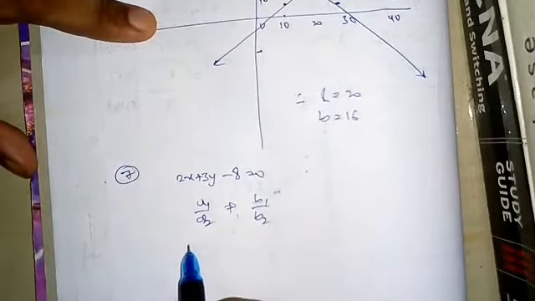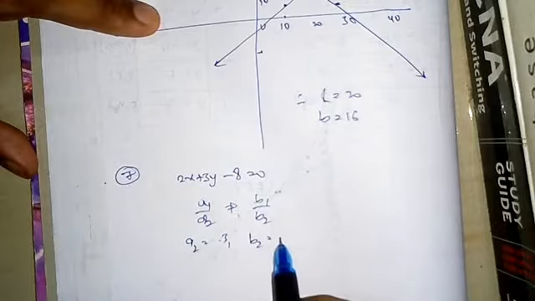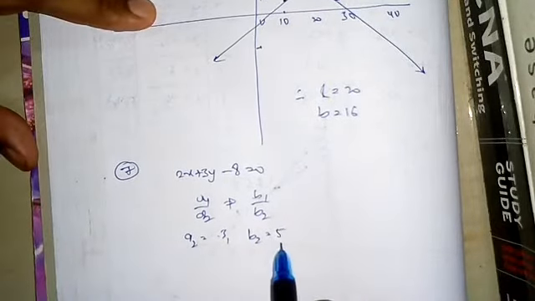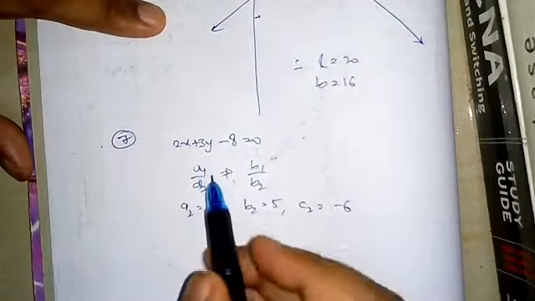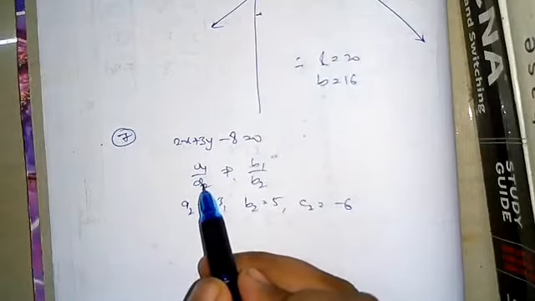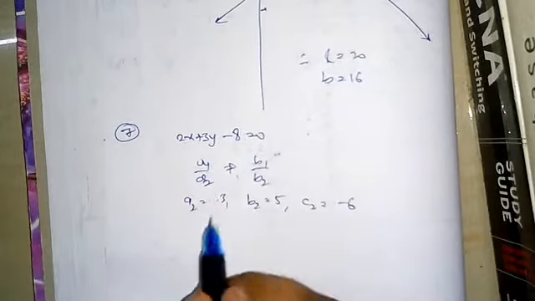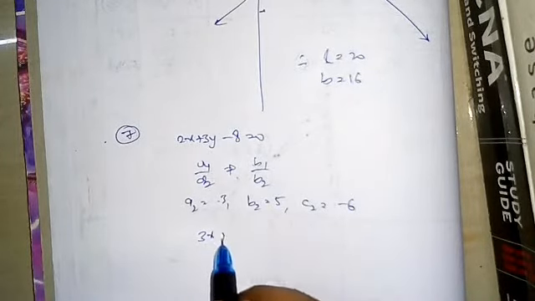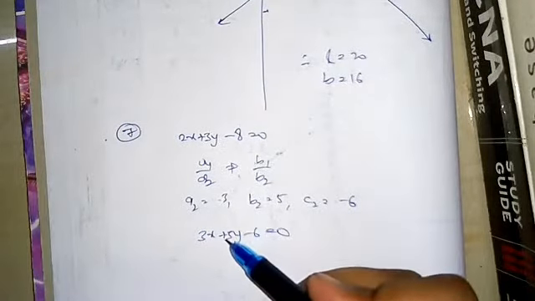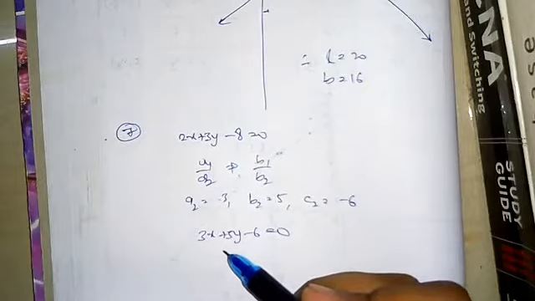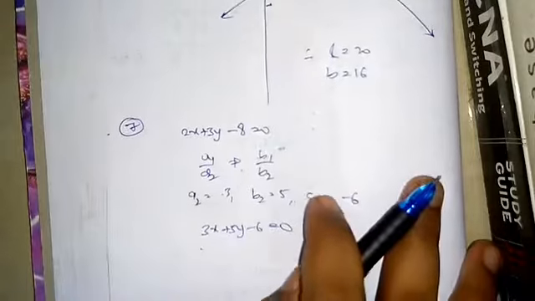So what you can do is, let a2 be 3 and b2 be 5, and form an equation with c2 as minus 6. You can take randomly any number. You just have to consider that a1 by a2 is not equal to b1 by b2. So another line will be 3x plus 5y minus 6 is equal to 0. Here a1 by a2 is not equal to b1 by b2. So these two are the equations for the pair of intersecting lines.